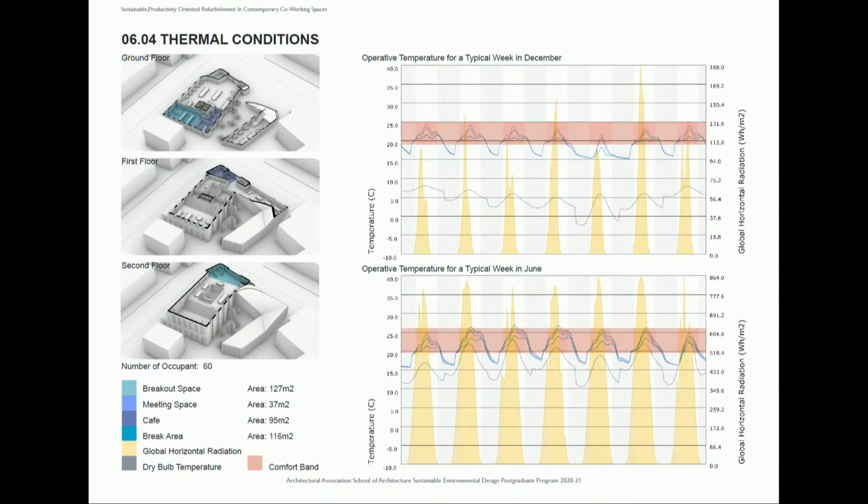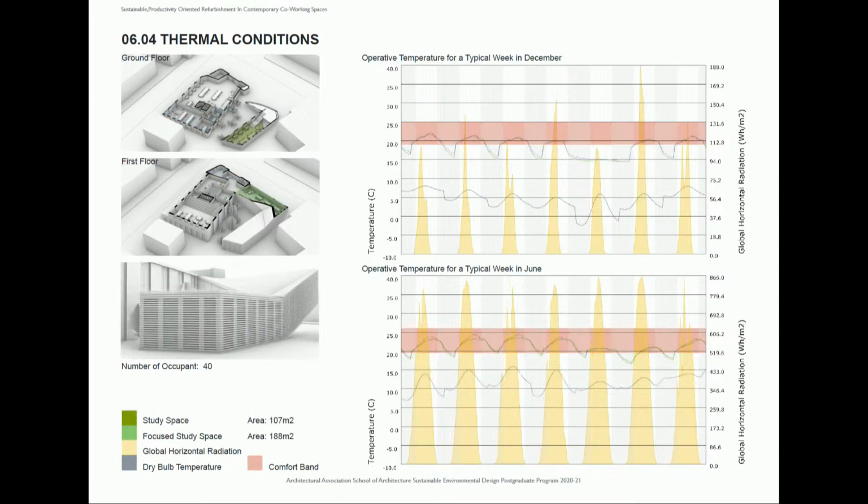And regarding the breakout spaces and the cafes, as I said before, they are places that are aimed to be slightly warmer, on the higher band of the comfort band, to give the user the sensation of having a break and reduced productivity so they can rest more. And the last space is the new building area, which is the focus study space and the study space, which have similar conditions and are on the lower band of the comfort band.